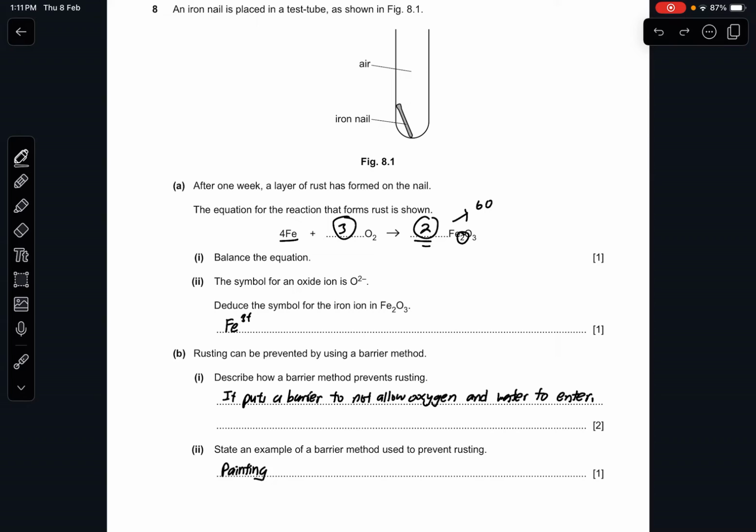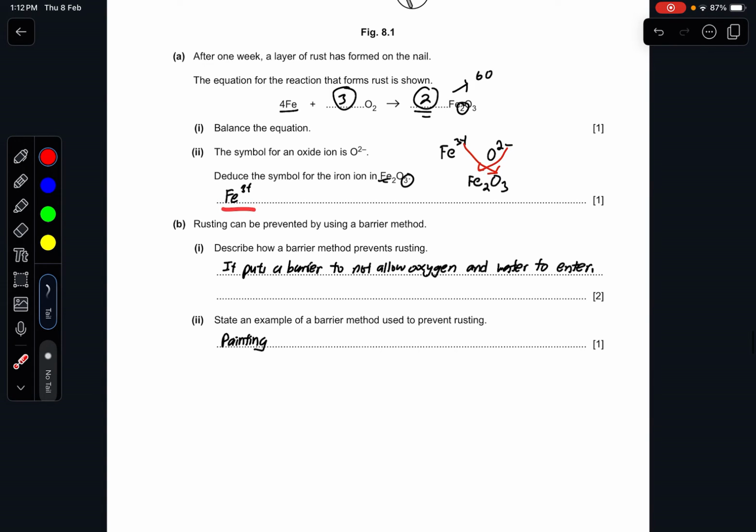Part 2. The symbol for an oxide ion is O2 minus. Deduce the symbol for the iron ion in Fe2O3. Okay. They give you O2 minus. Well, how do we get this 3? This 3 is from the iron, therefore it's Fe3 plus. Because when you do the crisscross rule, the shoelace method, you get Fe, the 2 brought up down, and O, the 3 brought down from the Fe, you get Fe2O3. Therefore the answer is Fe3 plus.